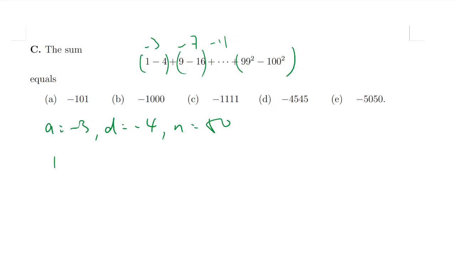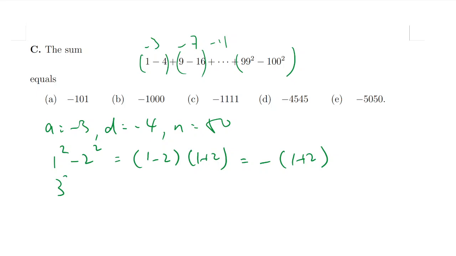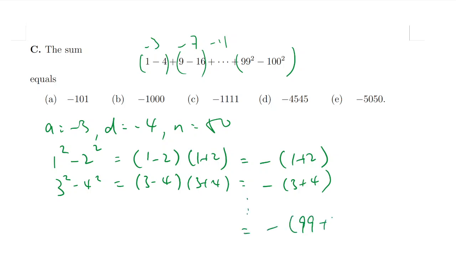For example, the first one is 1 squared minus 2 squared, which is 1 minus 2 times 1 plus 2, which is basically negative 1 times 2 plus 1. All right, how about the next bit? 3 squared minus 4 squared equals 3 minus 4 times 3 plus 4, which equals negative 1 times 3 plus 4. So we observe that until 99 squared minus 100 squared, the first bracket is going to be negative 1 no matter what. So the last one will be negative 99 plus 100.